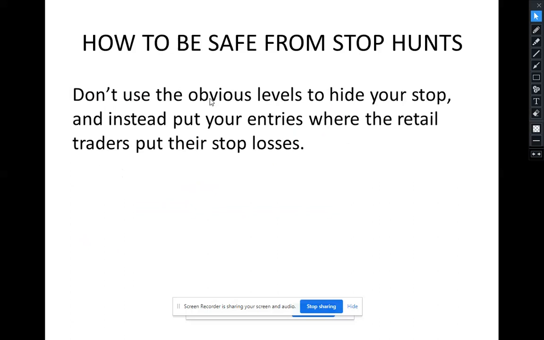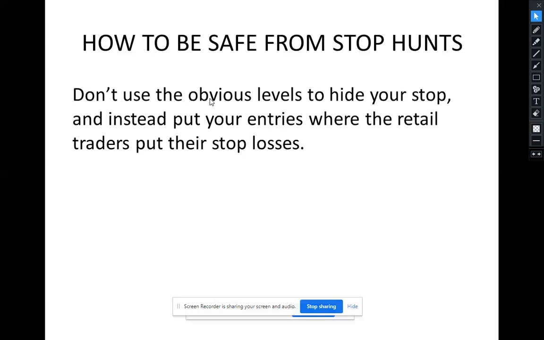Now, how to be safe from stop hunt? Don't use the obvious level to hide your stop. Obvious levels can be used as a zone, so don't use the obvious level. The market might just come close to the obvious level and hit your stop loss wherever you place it.